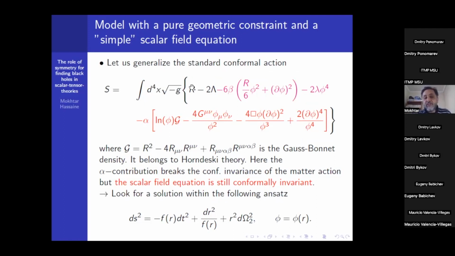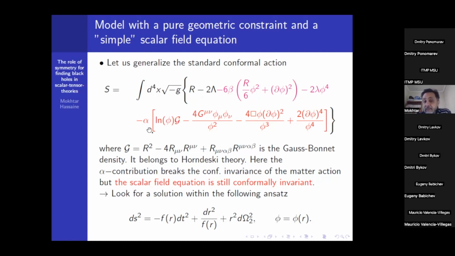I still consider Einstein-Hilbert plus a cosmological constant. Here we have the conformally invariant action in magenta, with the conformal potential, and then I'm adding this term in red that involves the Gauss-Bonnet density, the Einstein tensor, and these two terms with very precise coefficients. G is the Gauss-Bonnet density. We know that the Gauss-Bonnet density is a boundary term in 4 dimensions, but now it is multiplied by some function of phi, so it is no longer a boundary term. So it contributes to the field equations.